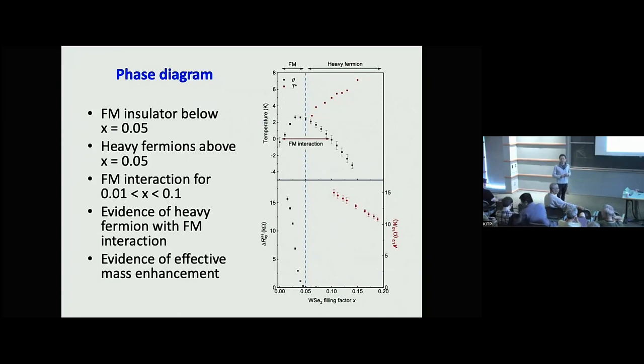You don't see any signature of Kondo? You mean heavy fermion? Yeah, or it's a Kondo coupling. Yeah, we actually see it. I didn't talk about this. I can show you the evidence that we see the heavy fermions. Yeah. Thank you.